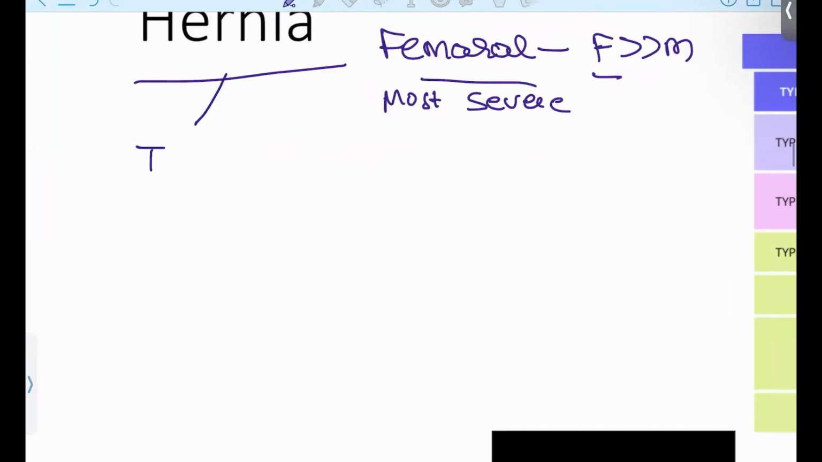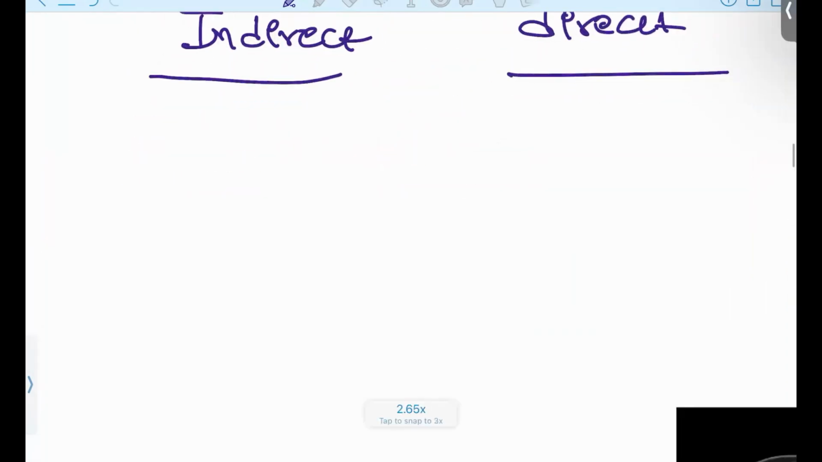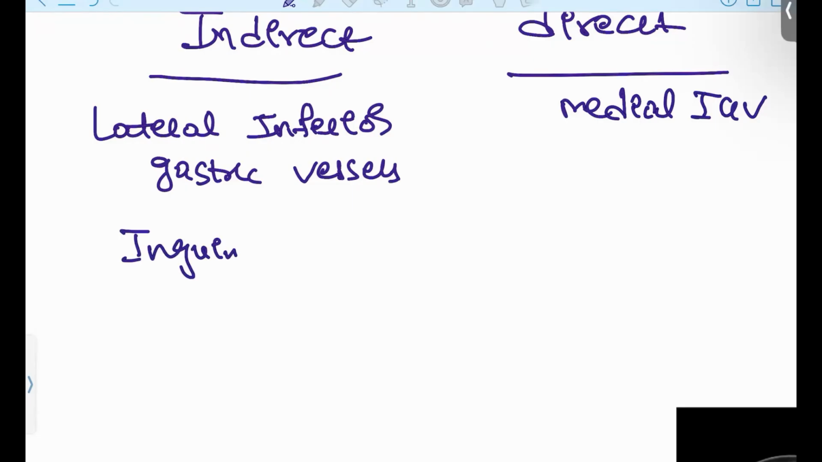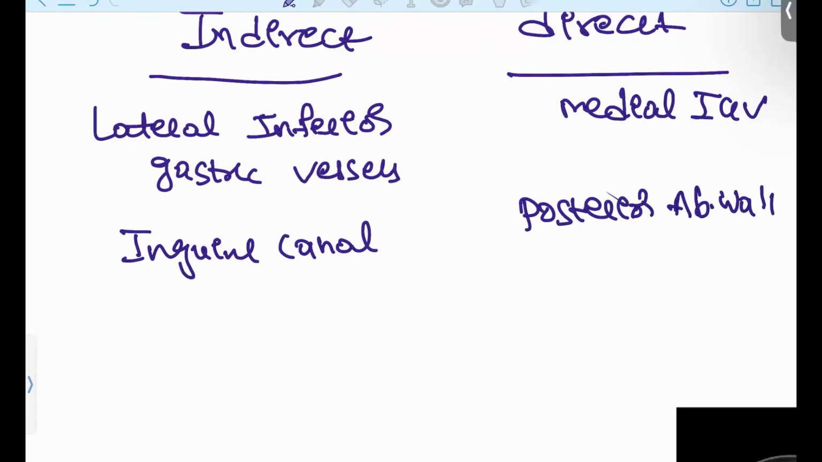So it is divided into indirect type and direct type. What is meant by indirect or direct? When I say indirect inguinal hernia, this is lateral to the inferior epigastric vessels. And direct hernia is medial to the inferior epigastric vessels. Indirect hernia passes through the inguinal ring; the intestinal matter passes through the inguinal canal, while direct passes through the posterior side of the abdominal wall.